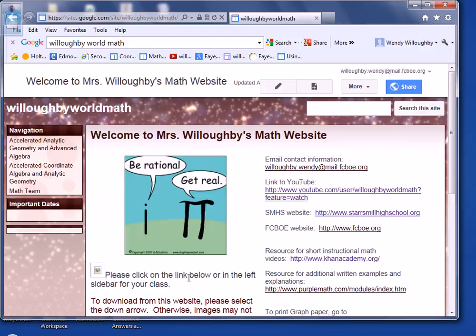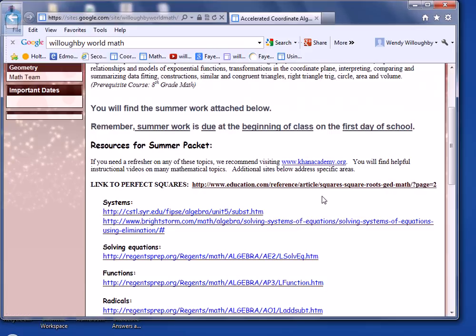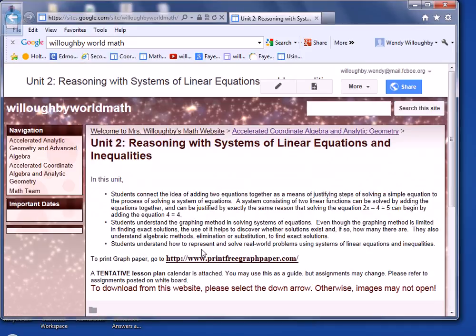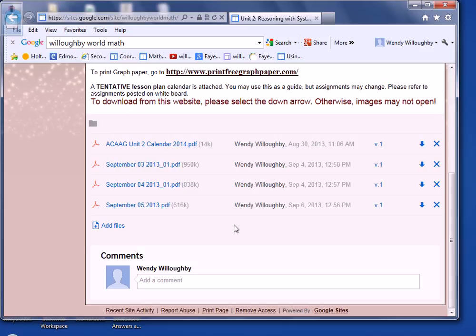If you went to this class, you're in coordinate algebra. You click on that, and you choose what you want. What unit are we in? We're in Unit 2, and this is what we're going to learn this unit, and this is what we've done so far. And those are the notes. And there's the calendar, and there's the date.